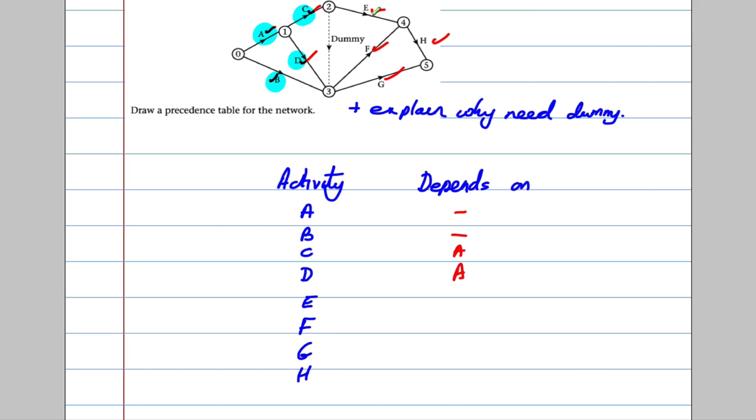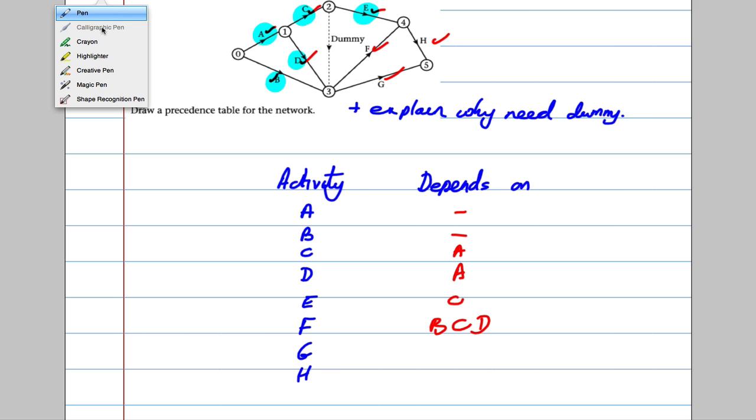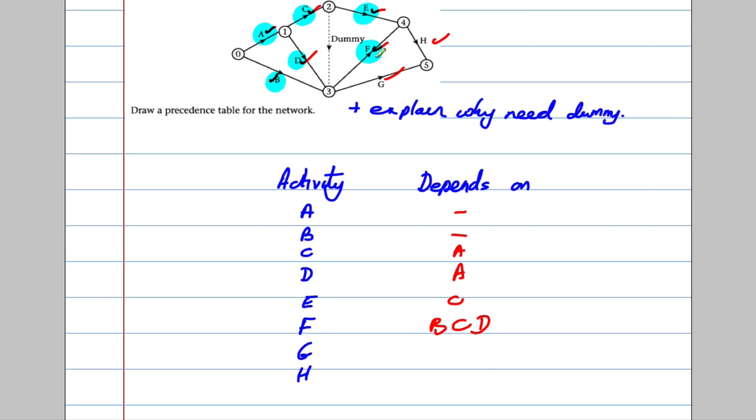Let's go to E now. E depends on C having happened. So again, done here. Now F, this is where the dummy comes in. F depends on B and D, but also C via the dummy. So here we've got F. Well, it depends on B, D, and C. In fact, B, C, D, in alphabetical order. Okay, so we've done that one as well.